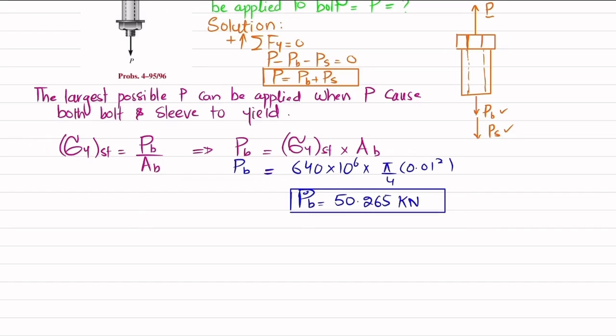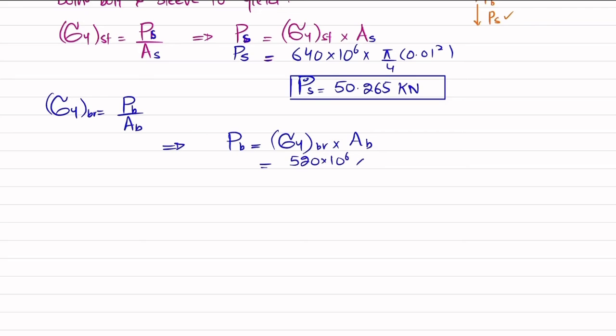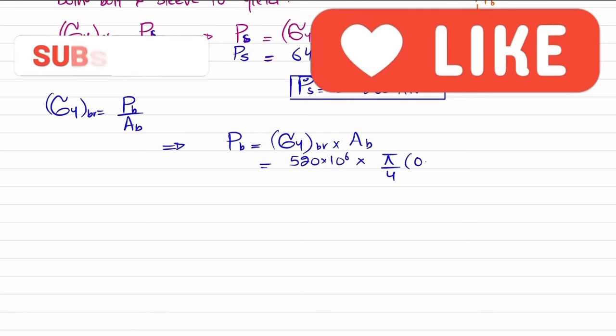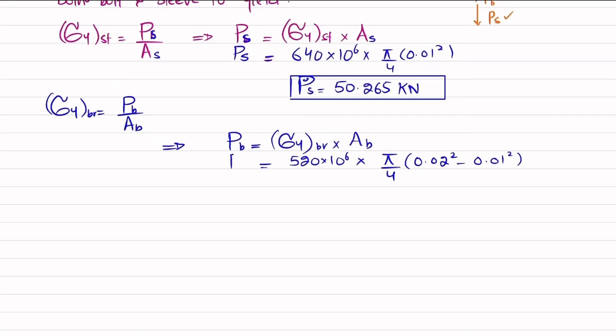Now we'll find the P of sleeve. So we have yield strength for bronze that will be equal to P of brass divided by area of brass. This is P of steel, PS, because this is the load taken by the steel, and similarly this will be AS, area of steel. So kindly make this correction. Okay, so from here, load taken by brass sleeve will be equal to yield strength of brass multiplied by area of brass. So the brass yield stress is 520 megapascal, so 520 multiplied by 10 to the power 6, and this sleeve having outer and inner diameter, so it will be equal to pi by 4 times outer diameter 0.02 square minus inner diameter 0.01 square, and the formula is pi by 4 (d outer square minus d inner square).